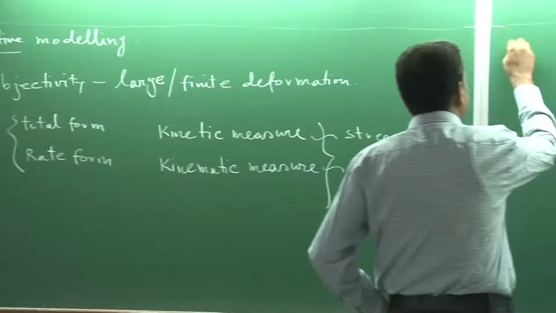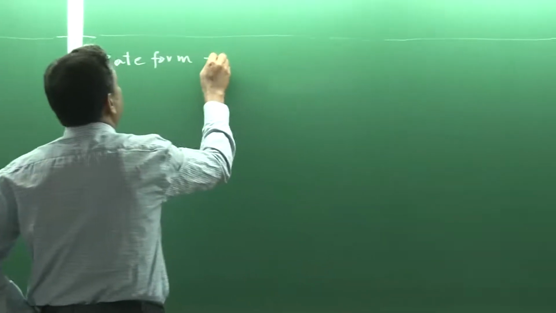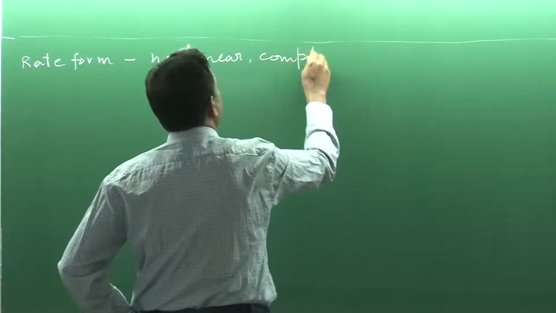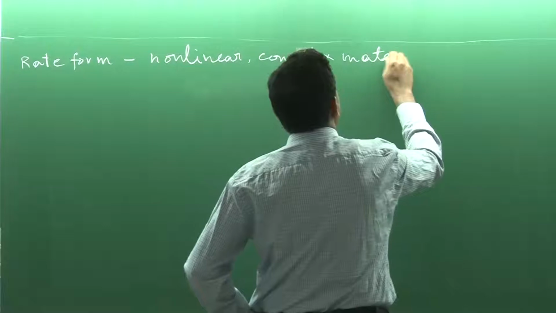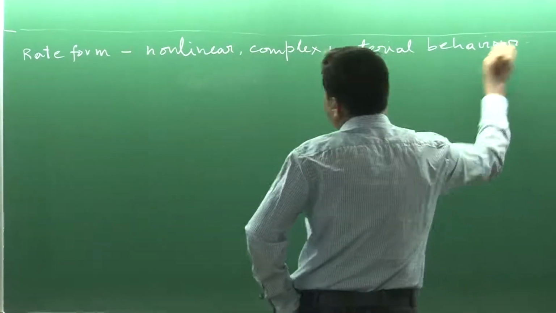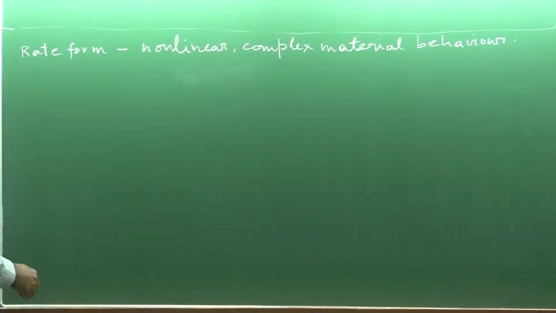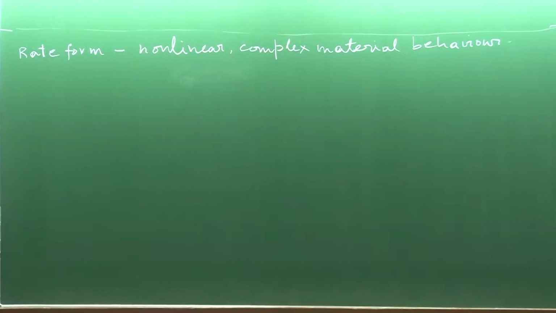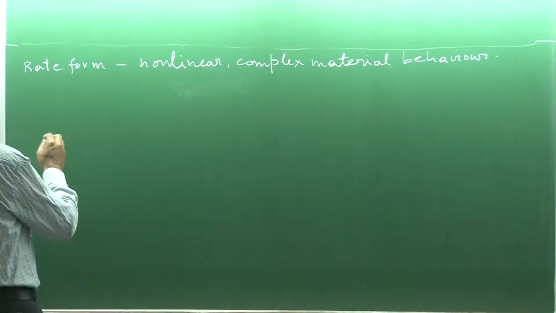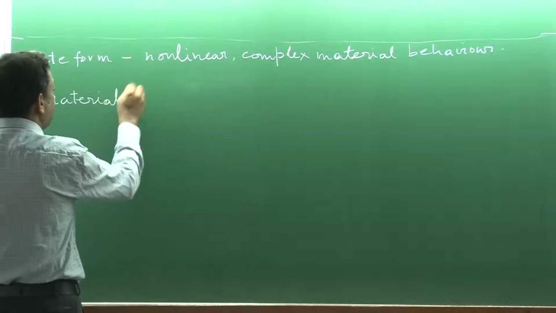Okay. So, the rate form is used for nonlinear and complex material behavior. For example, if we study the cyclic inelastic behavior, then we have to relate in rate form. And we have defined several objective rates, right, Jaumann rate, Truesdell rate and other rates. Anyway, depending on the material behavior, a material can have different kinds of behavior.